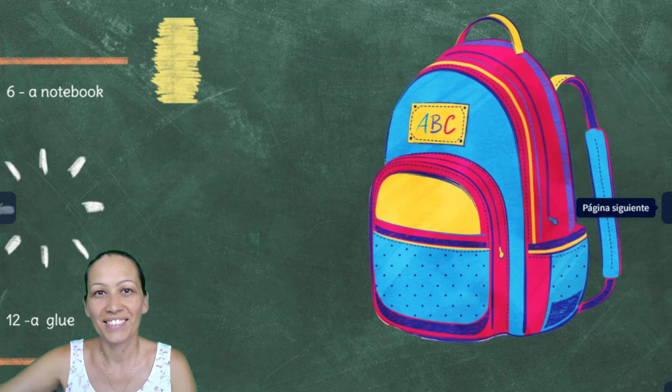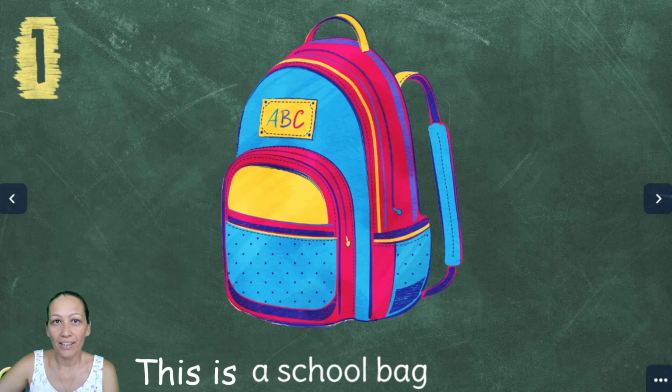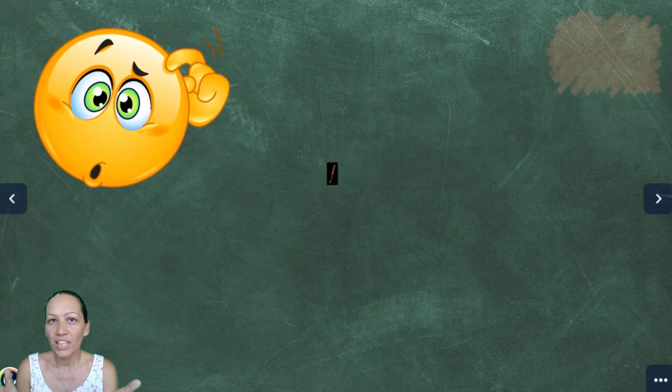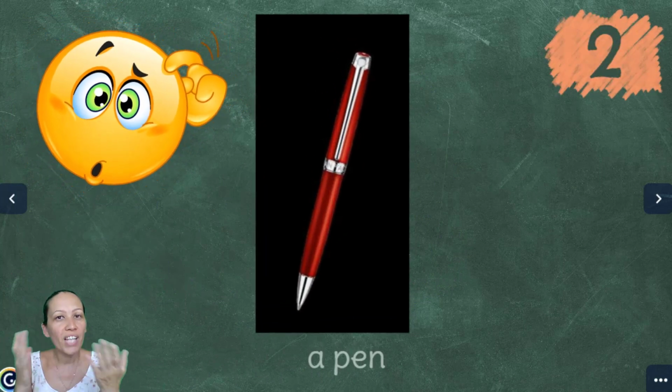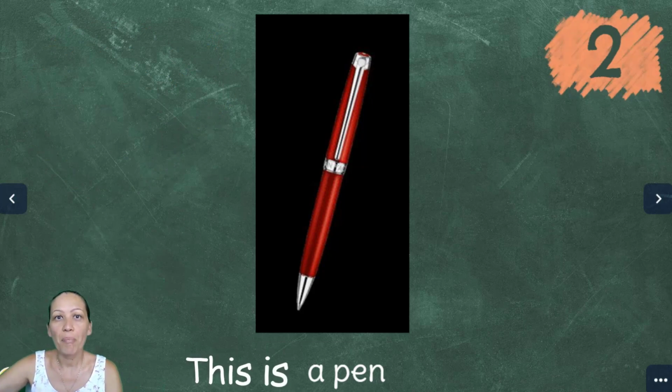Let's start. A school bag. This is a school bag. What have we got in our school bag? A pen. This is a pen.